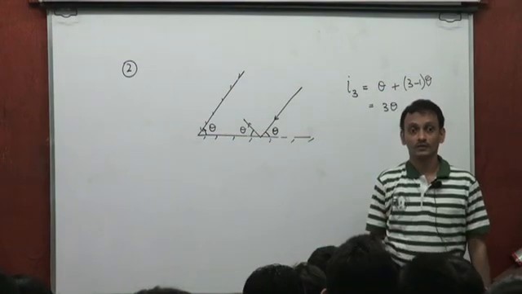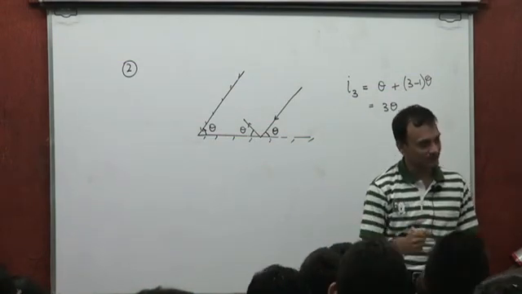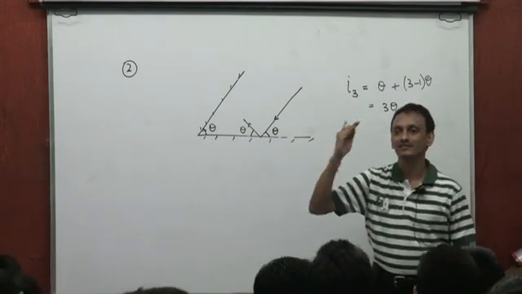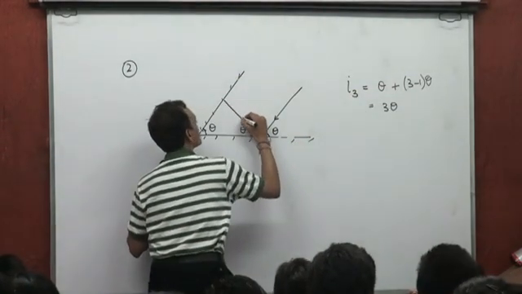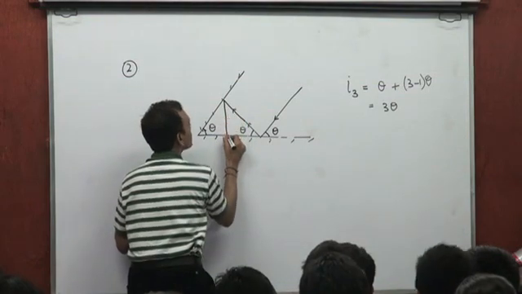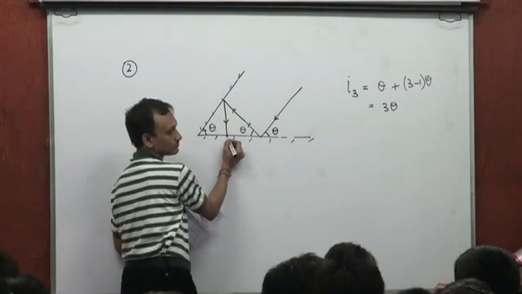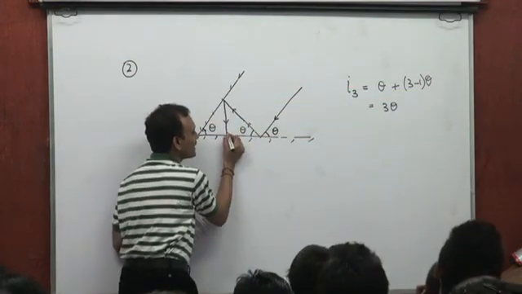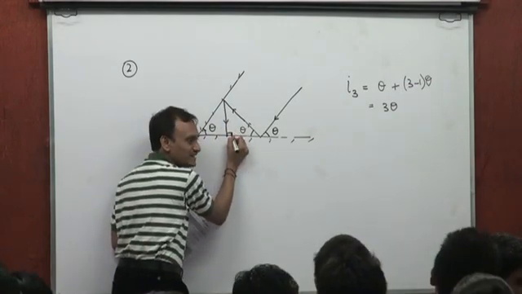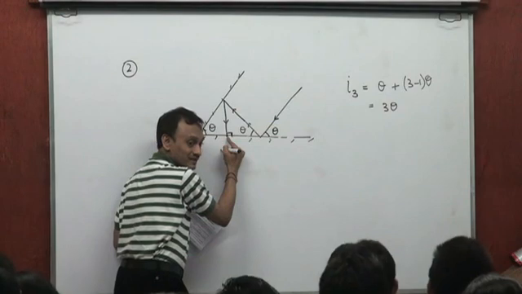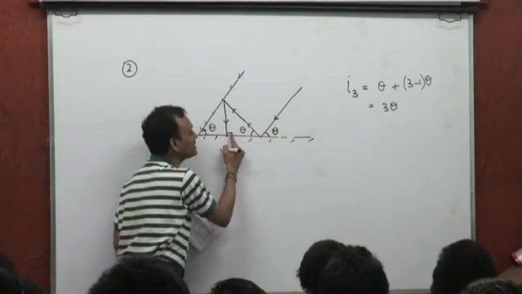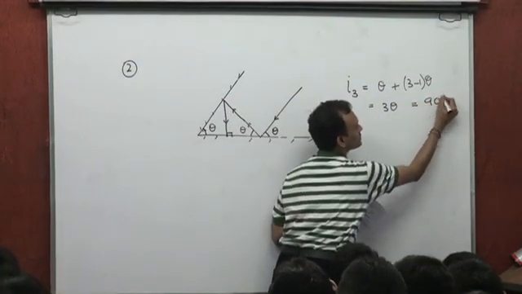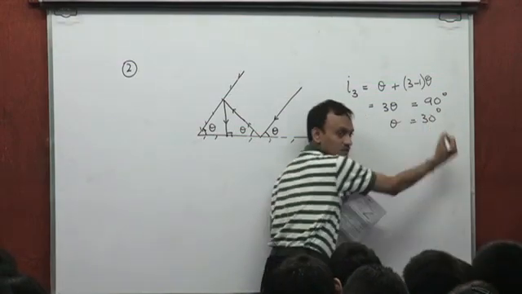And since it starts retracing its path, that means this grazing angle must be 90 degrees. See, this is the first reflection, second reflection, and this is the third reflection. So for it to retrace its path, this must be 90 degrees. Angle of incidence is 0, but grazing angle must be 90 degrees. So this is I3, that's 3 theta, and this must be 90 degrees. So theta must be 30 degrees.